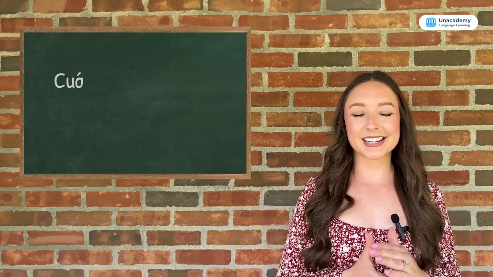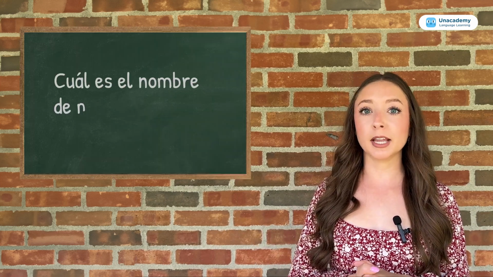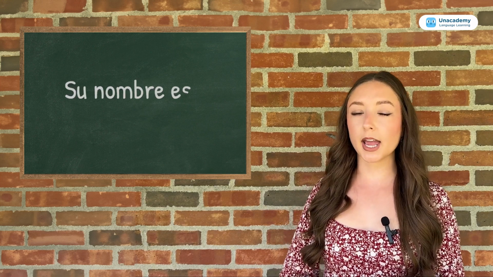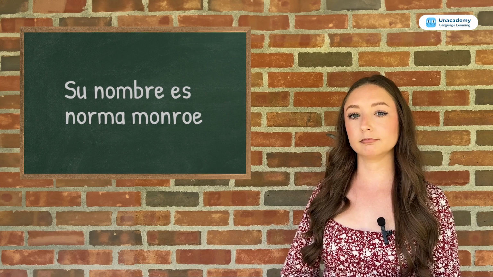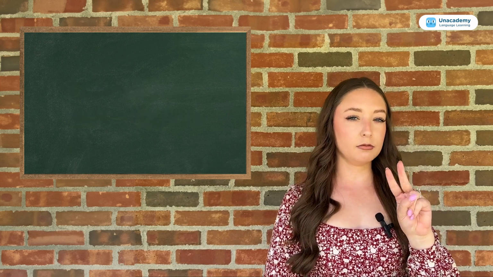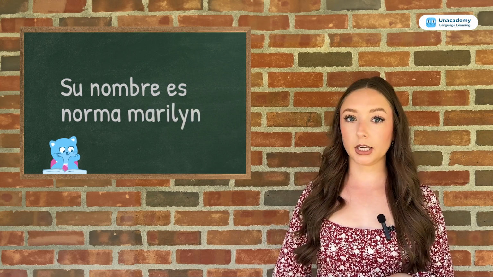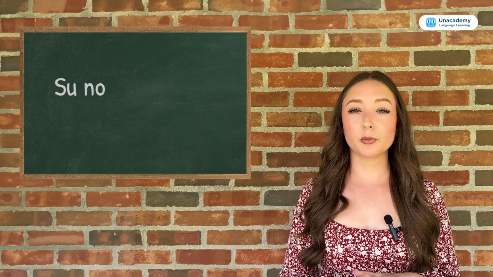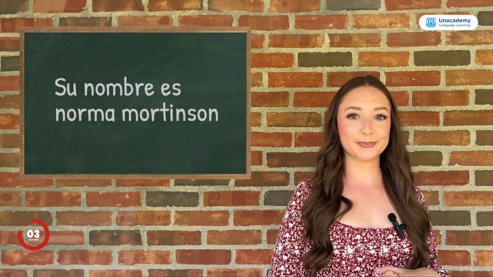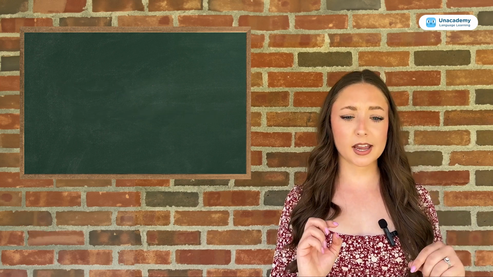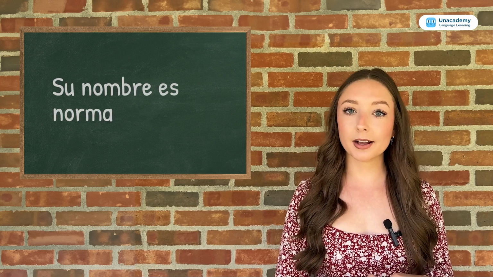All right, our next celebrity, the famous Marilyn Monroe. Did you know that's not even her real name? All right, so ¿cuál es el nombre de Marilyn Monroe? All right, option 1. Su nombre es Norma Monroe. Option 2, su nombre es Norma Marilyn. Or option 3, su nombre es Norma Mortensen. Lock in your answer. Let's write it in a full sentence, okay? Su nombre es Norma Mortensen.